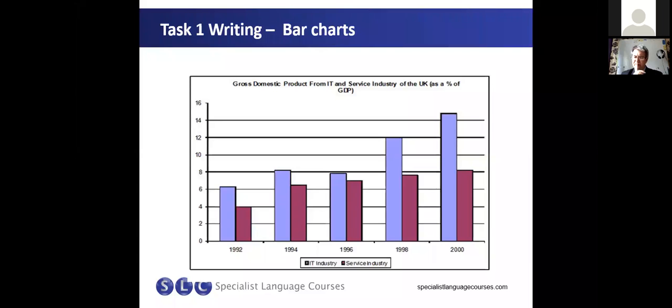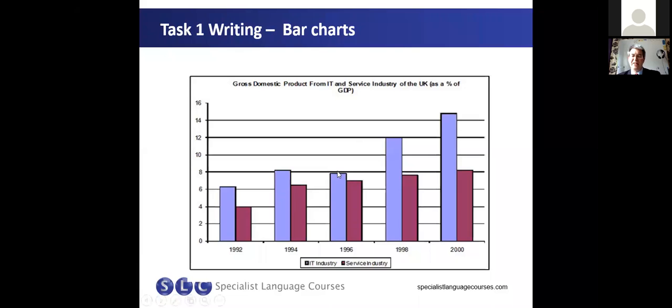Then if we have a look at service industry, they're all one above the other. That progresses. But the trend is not so high. The IT industry is going ahead rapidly. The service industry, it is increasing, but not at such a fast speed. So we'd be able to talk about that one. We'd certainly mention where the IT industry dropped back slightly rather than went ahead. And we'd do some comparisons. We would talk about how far ahead it was.